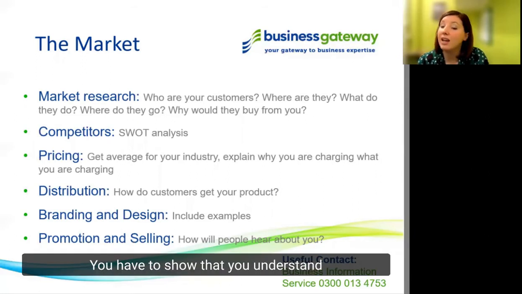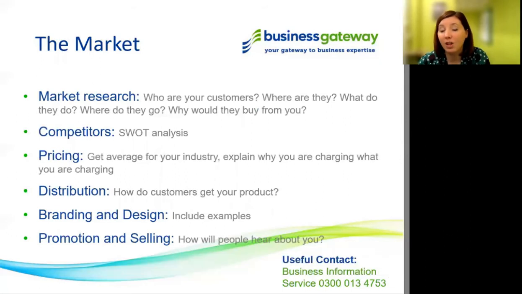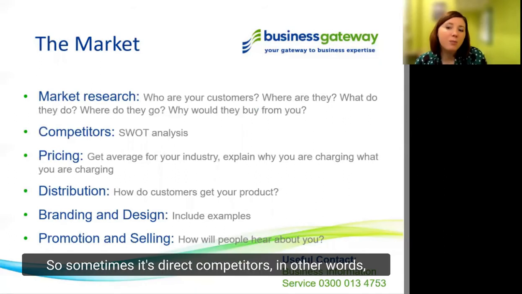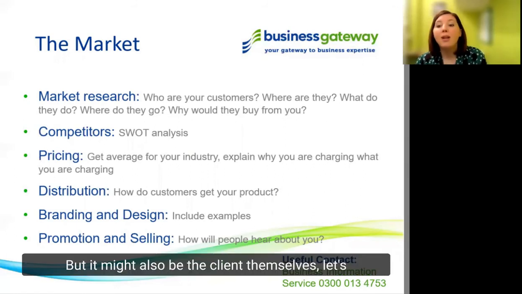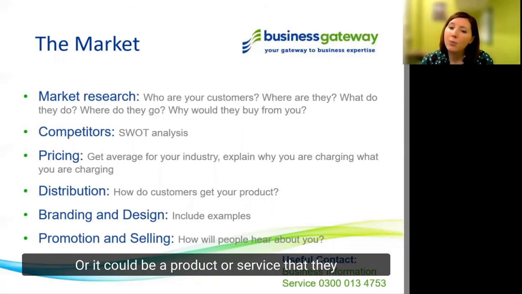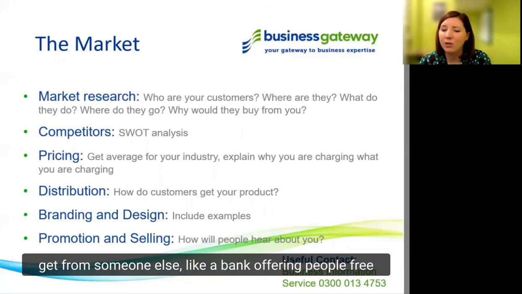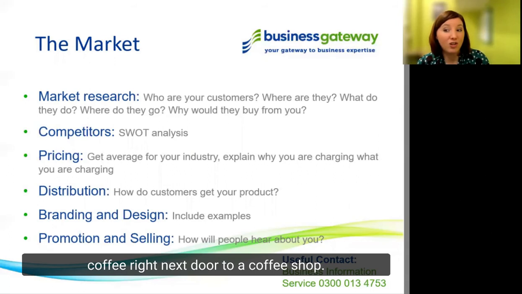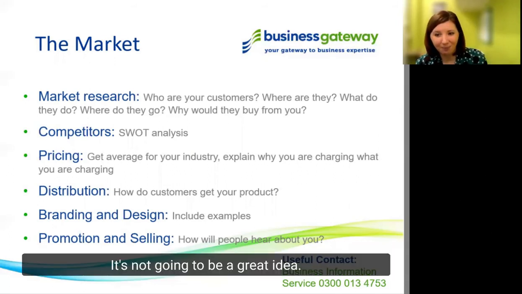You have to show that you understand who customers might buy from apart from you. So sometimes this isn't direct competitors, in other words, people doing the same thing as you, but it might also be the client themselves. Let's say a client valeting their own car, for example, or it could be a product or service that they get from someone else. Like a bank offering people free coffee right next door to your coffee shop. It's not going to be a great idea.